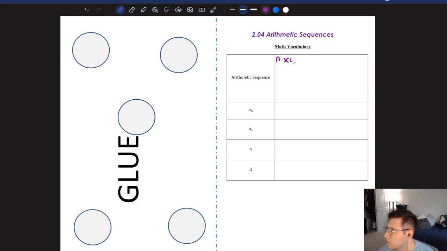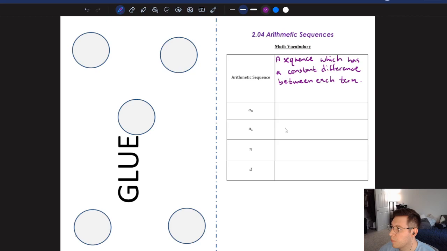a sequence which has a constant difference between each term. And so it's a sequence which has a constant difference between each term.